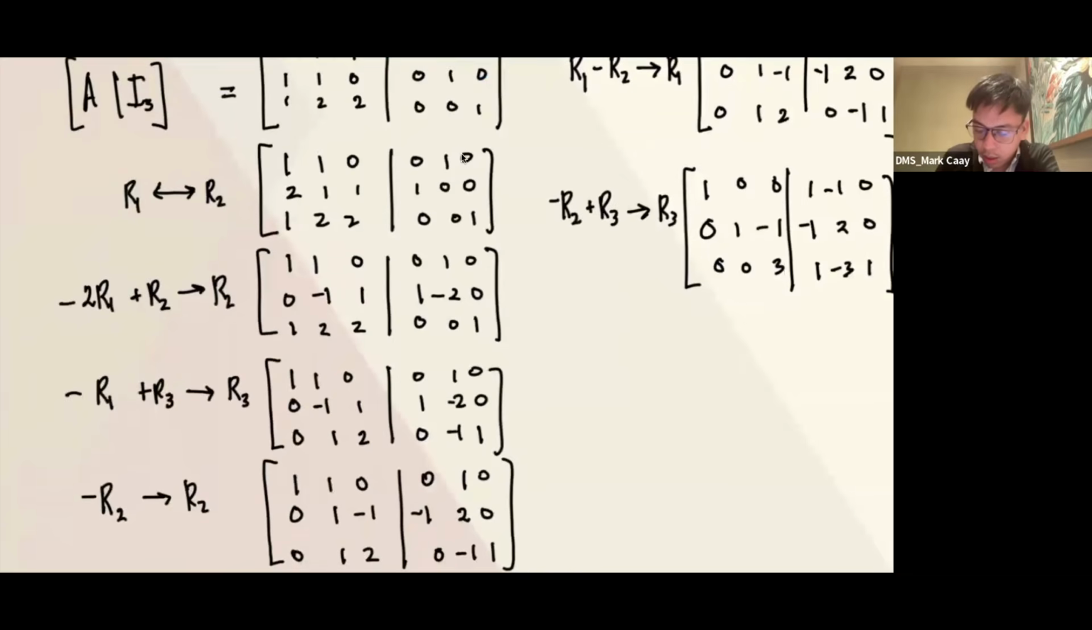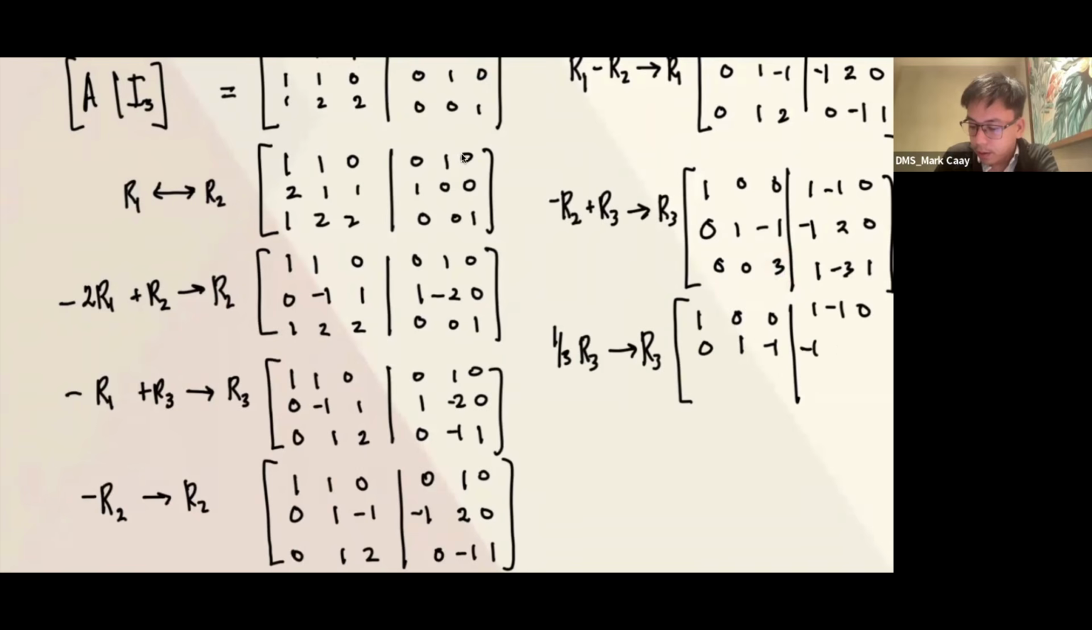So we're almost done. The problem is, I still need that entry to be 1 because it starts with 3. So I'm going to multiply that by 1/3, and that will be my new R3. Nothing changes in row 1 and row 2. And then R3 is 0, 0, 1, and that is, correct me if I'm wrong, 1/3, negative 1, 1/3.